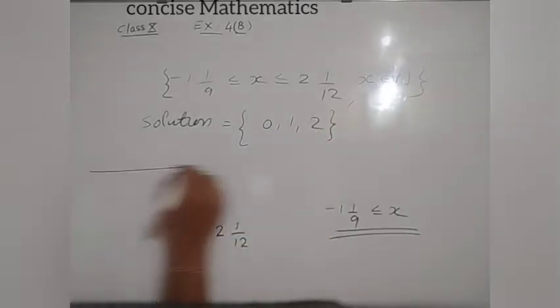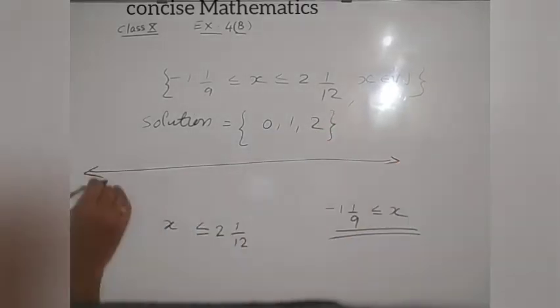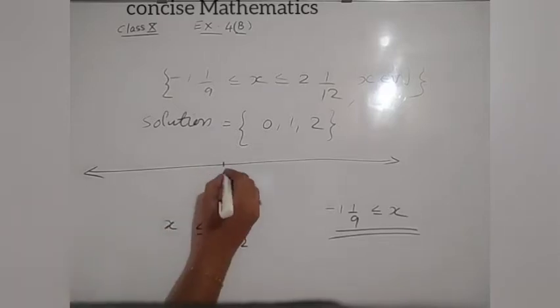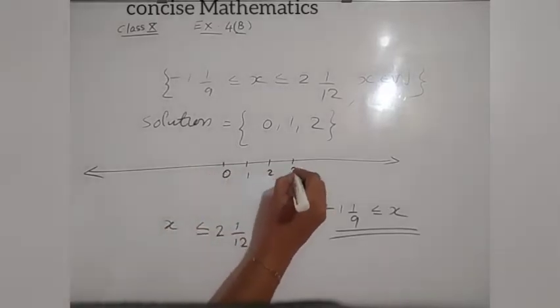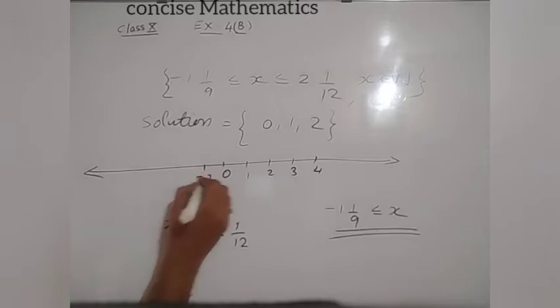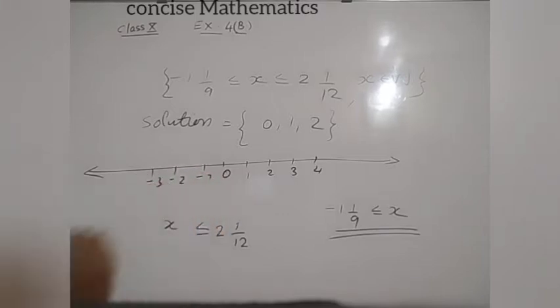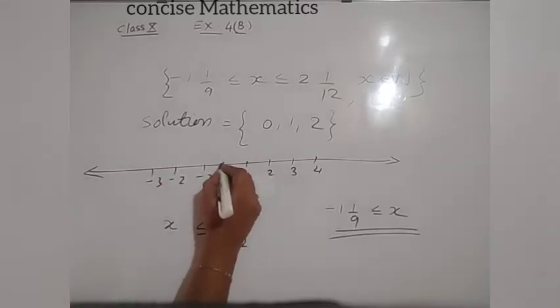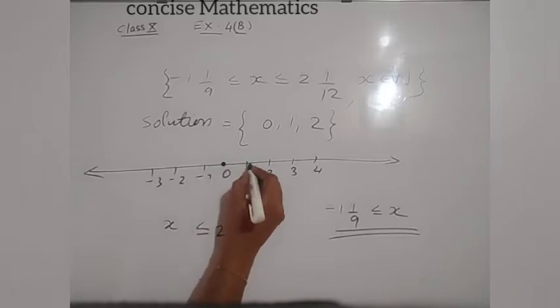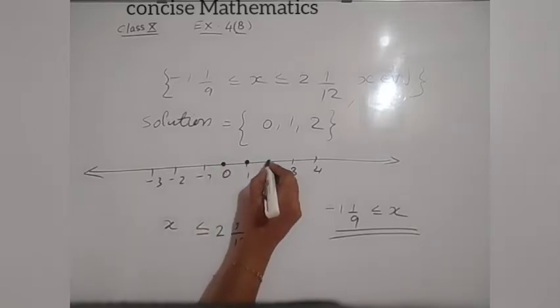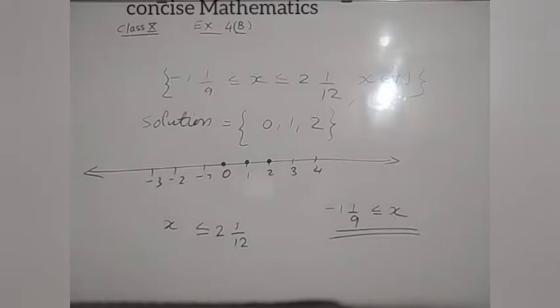How can we graph the solution set on the number line? Draw a number line and mark 0, 1, 2, 3, 4, and here negative 1, negative 2, negative 3, etc. Use a dark spot to represent the values 0, 1 and 2. Understood? In this way we can solve this problem.